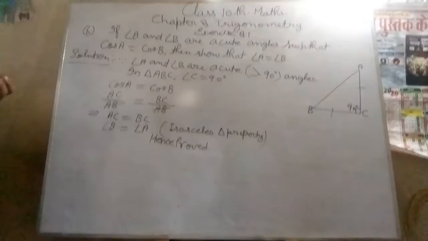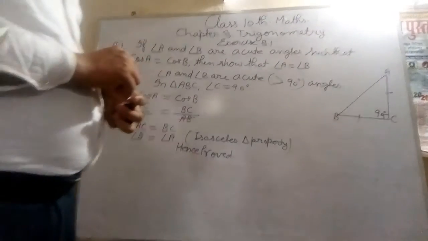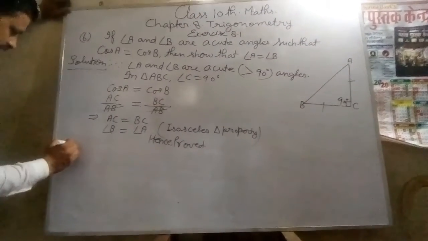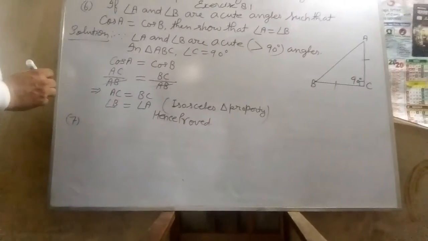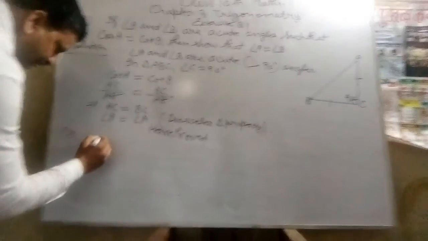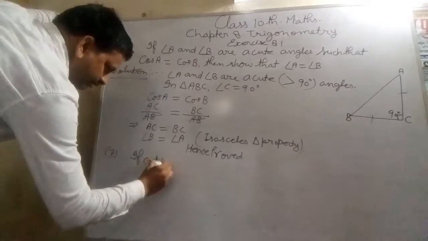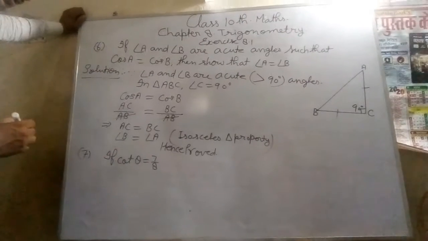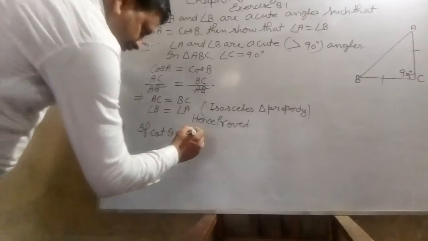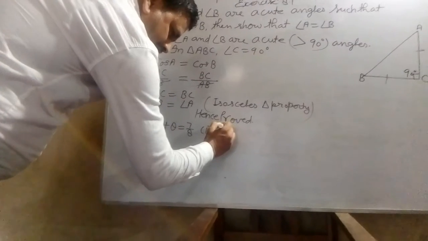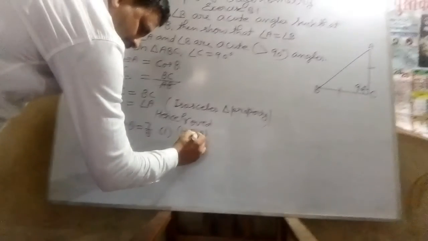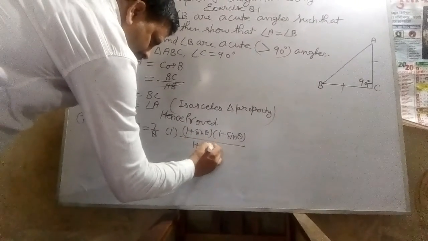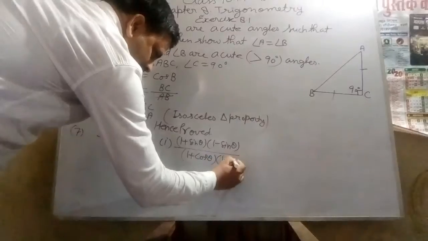Next problem, question number 7. If cot of angle theta equal to 7 by 8, then find the value of (1 plus sin theta) into (1 minus sin theta) upon (1 plus cos theta) into (1 minus cos theta).